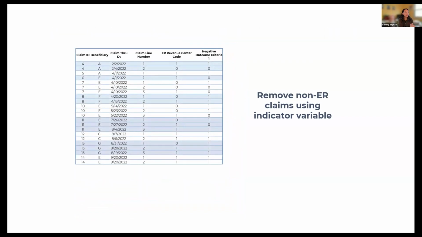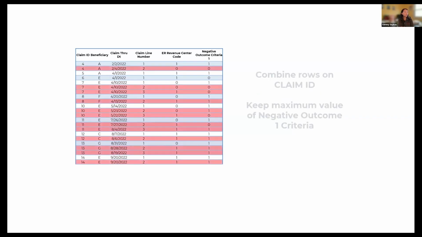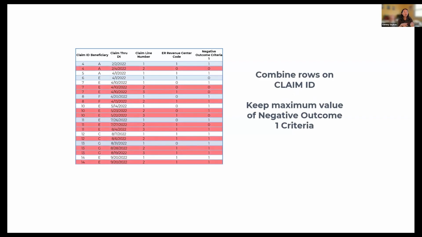And then we end up with something that looks like this. But at this stage, we still have multiple rows per single claim. So that's where we're going to have to do the roll up. We're combining rows on claim ID, and then we're going to keep the maximum value of negative outcome criteria 1.